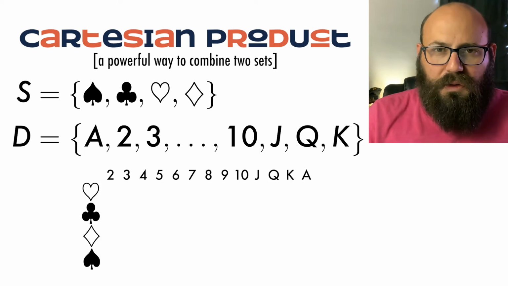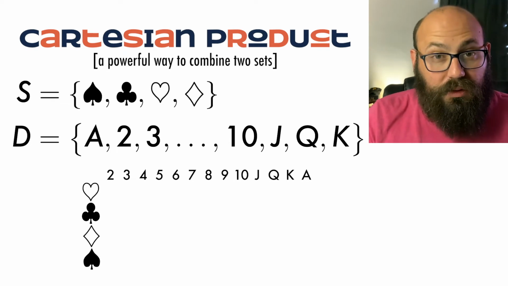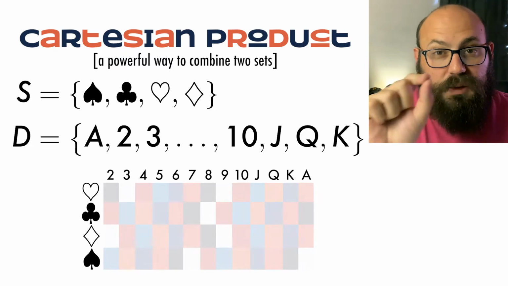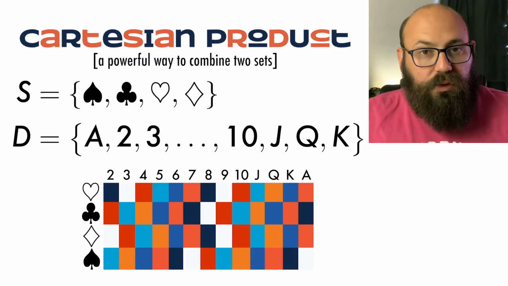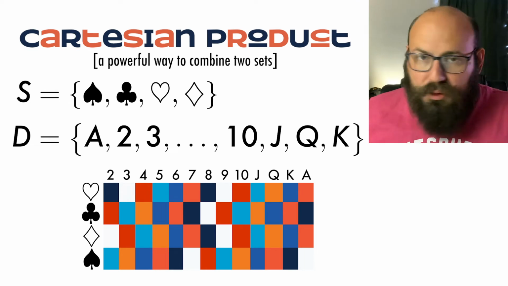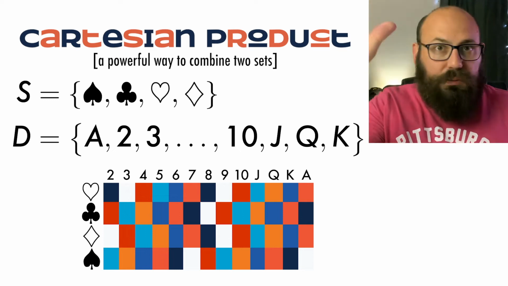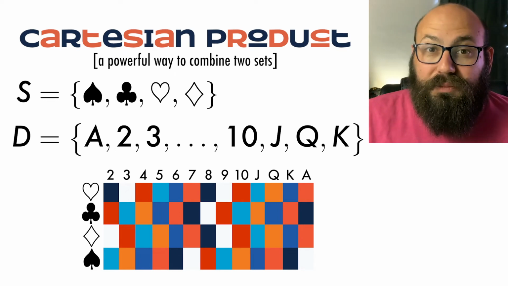Ace of hearts, 2 of hearts, 3 of hearts, ... king of hearts. Ace of spades, 2 of spades, 3 of spades, ... And the same for all the suits. So the Cartesian product is just the way of saying, take all the possible denominations and all the possible suits and combine them to get all possible cards.